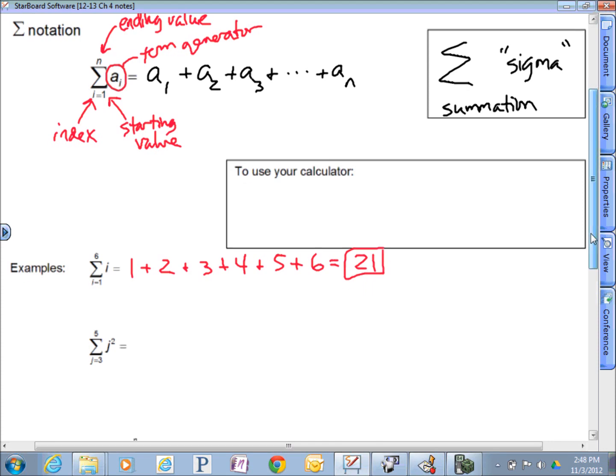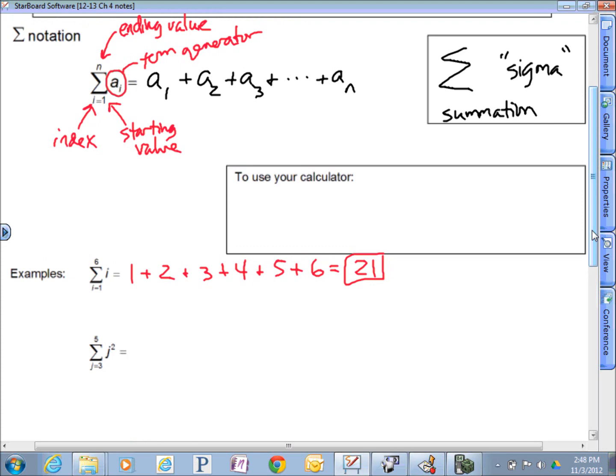Do the same thing with the next one. This next one down here. Now notice we've got a different starting value. This time my starting value is 3. So I'm going to take 3, I'm going to put it everywhere I see a j this time. So my first term is going to be 3 squared. My second term is going to be 4 squared. My third term is going to be 5 squared. And I'm done because I've plugged 5 in. There's a 9 and a 16 and a 25. I think if you total that up, that's going to end up being a 50 for the sum of that particular sequence. So there's how you do it without your calculator.